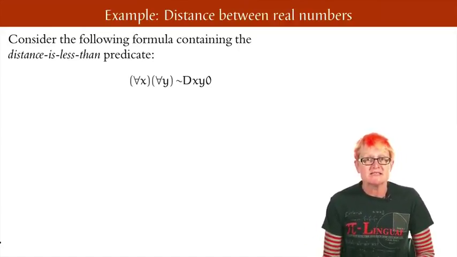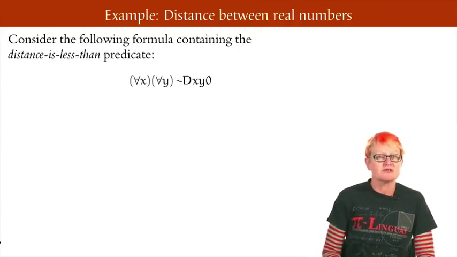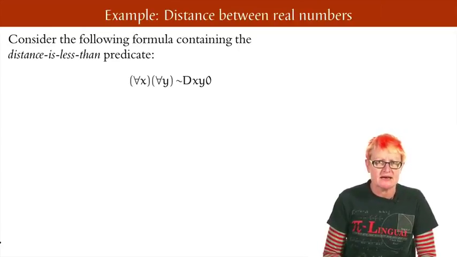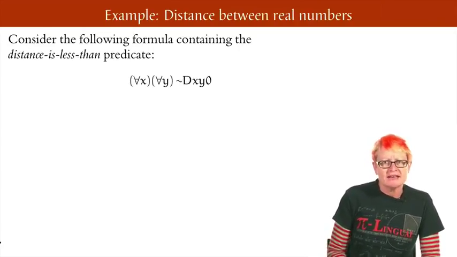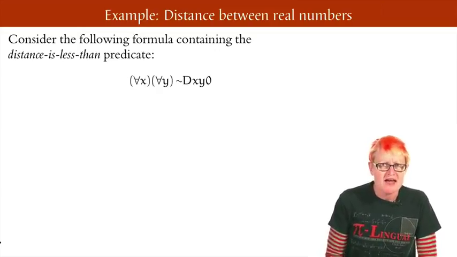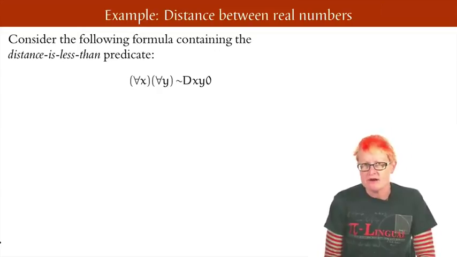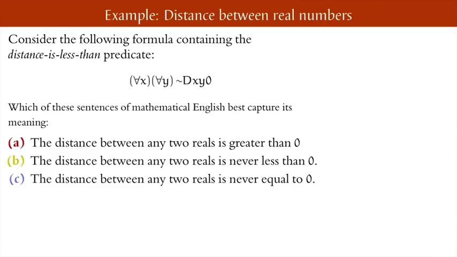Now, our first basic skill is to be able to read and interpret predicate logic formulas containing this new predicate d. The first one: for all x and y, it is not the case that d(x, y, 0). So, which of these sentences of mathematical English best capture its meaning? A, the distance between any two reals is greater than 0. B, the distance between any two reals is never less than 0. Or C, the distance between any two reals is never equal to 0.